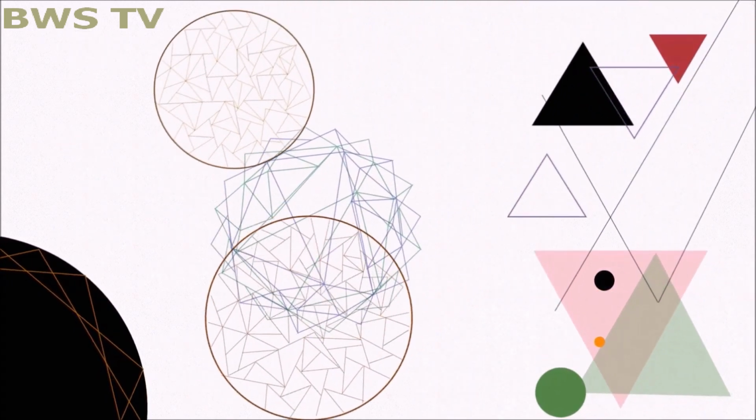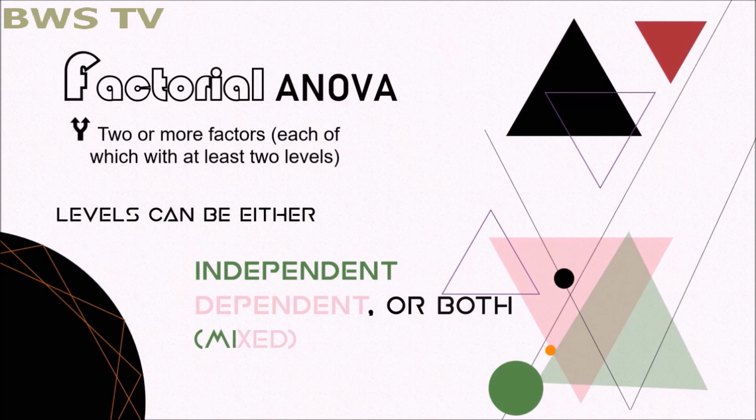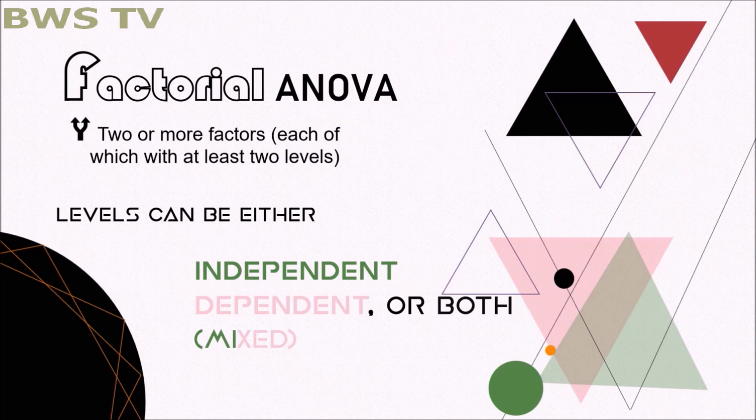Lastly, we have factorial ANOVA. This is a type of ANOVA where there are 2 or more factors, each of which has at least 2 levels. And levels can be either independent, dependent, or both. If they're both, it's called a mixed factorial design.